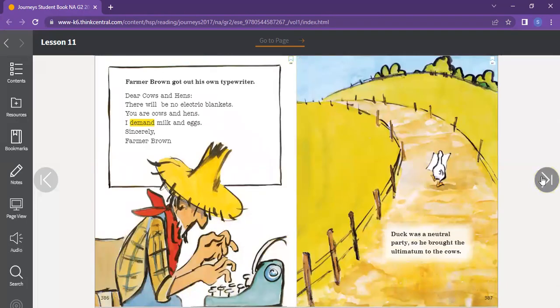Farmer Brown got out of his typewriter. "Dear cows and hens, there will be no electric blankets. Your cows and hens, I demand milk and eggs. Sincerely, Farmer Brown." So here he's writing a note for them as well. He is asking them to give him milk and eggs. They are just cows and hens. So here he is mad at them. Ducks was neutral party, so he brought the ultimatum to the cows.